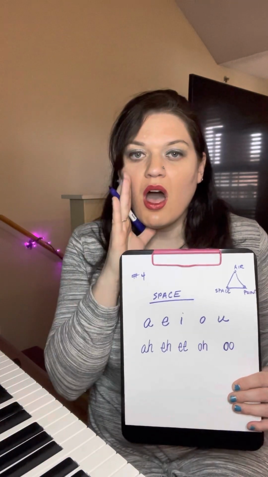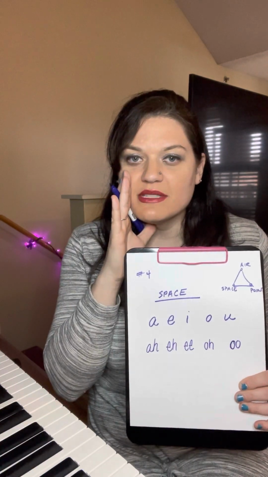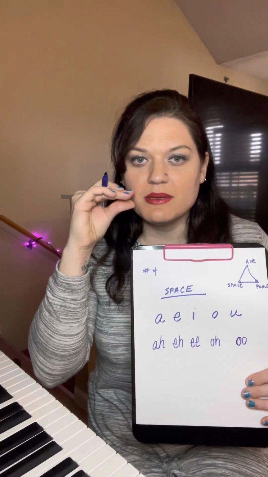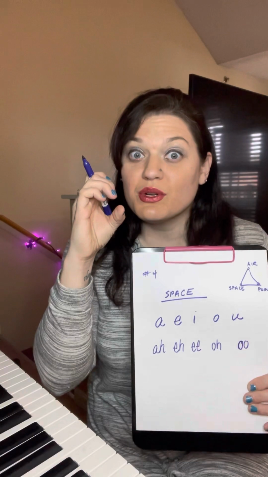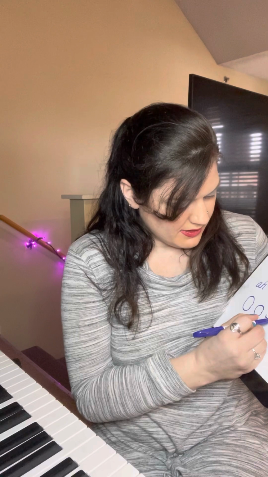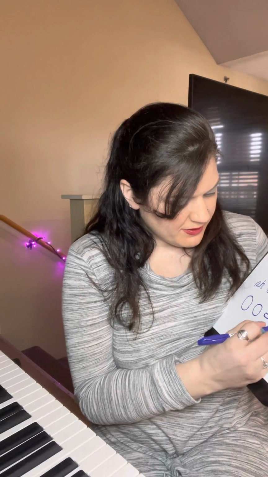Ah is the tallest. Ah, big space. A, medium space. E, tight space. O, circle space. Oo, tiny circle space. So there's a shape for each of these.